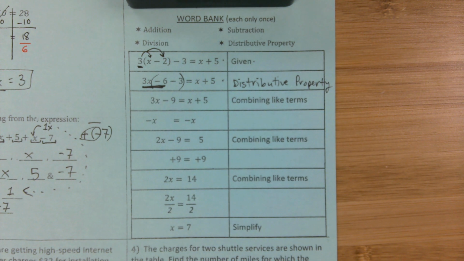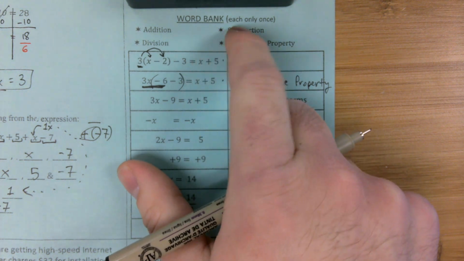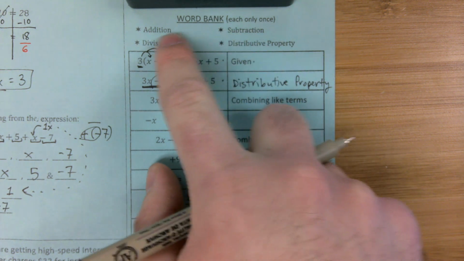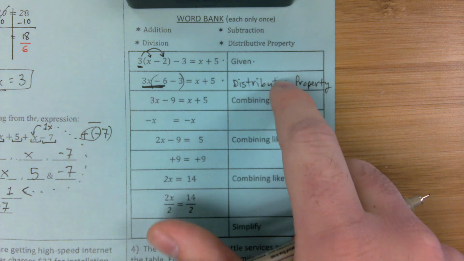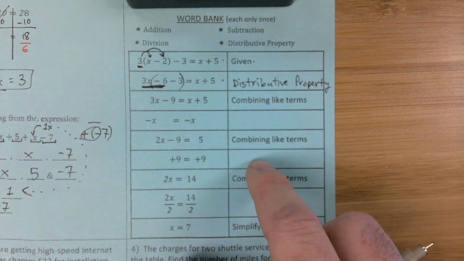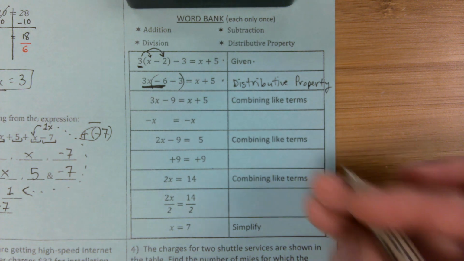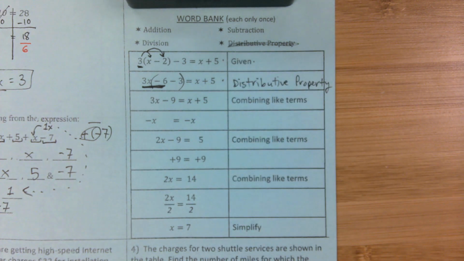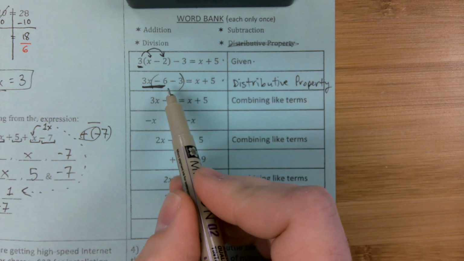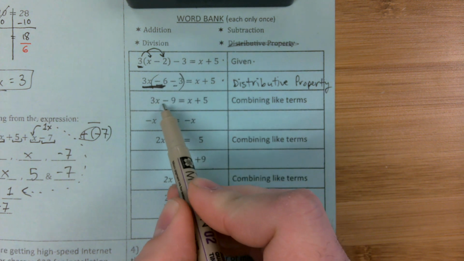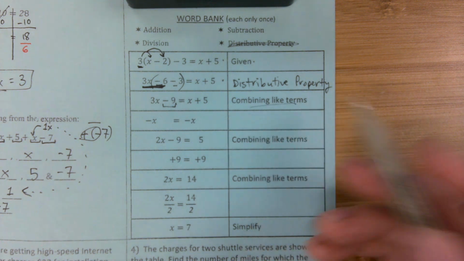Okay? This word bank, if you've never seen a word bank before, this gives you the 4 possible answer choices. You've got 4 blank boxes to put an answer. So each of those choices is going to go in one box. We can cross out distributive property now. So then we move forward. Like I said, we combined negative 6 and negative 3. We got negative 9. That was combining like terms.